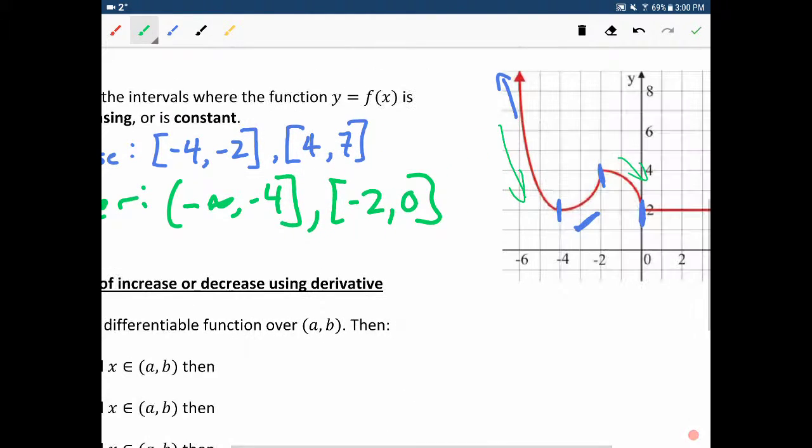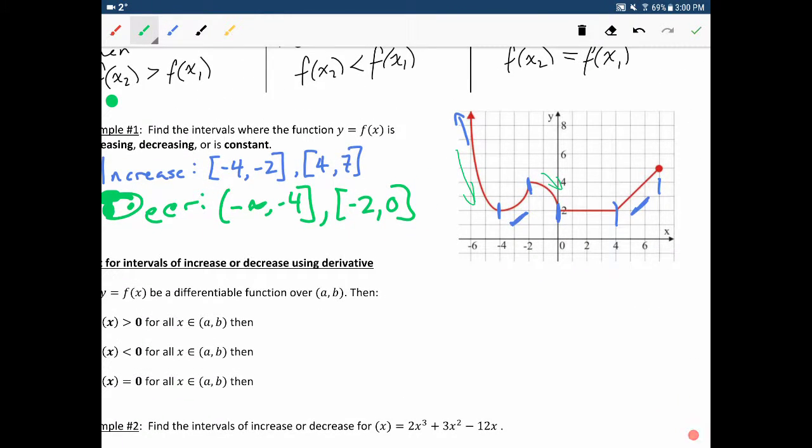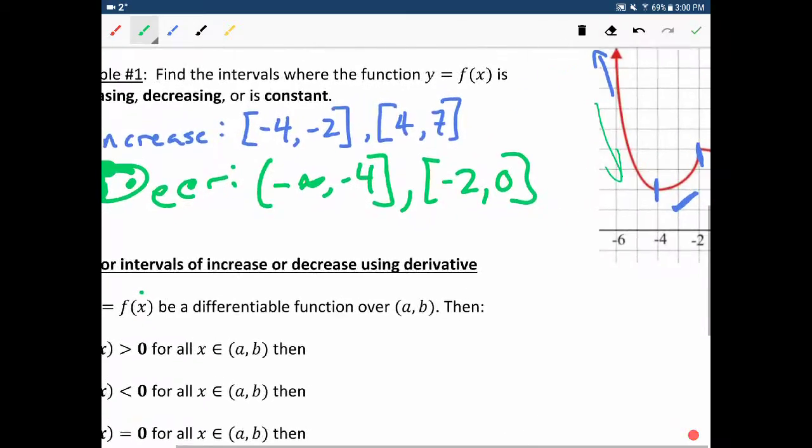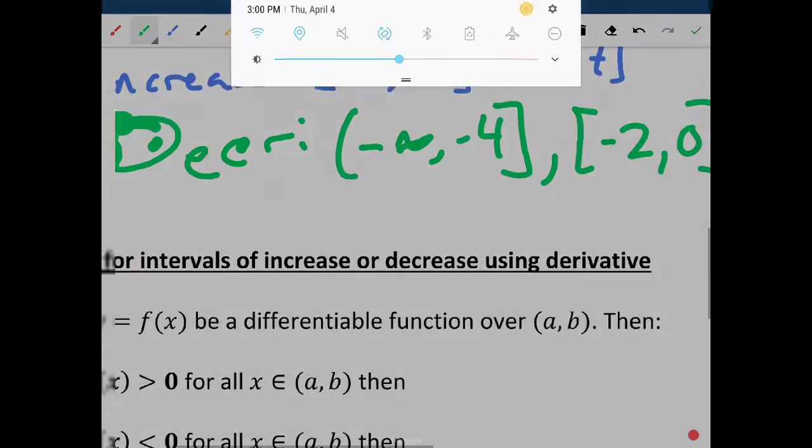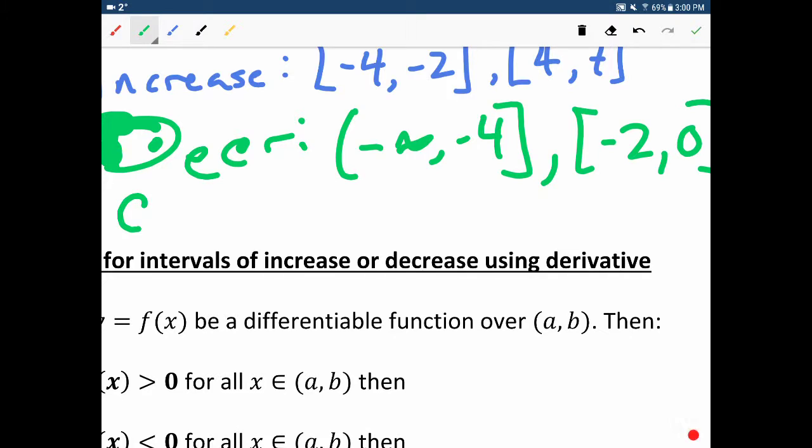So those are our intervals of increase and decrease, and then of course we have one last interval from 0 to 4 that is constant. So constant, and that was between 0 and 4 because it wasn't going anywhere.